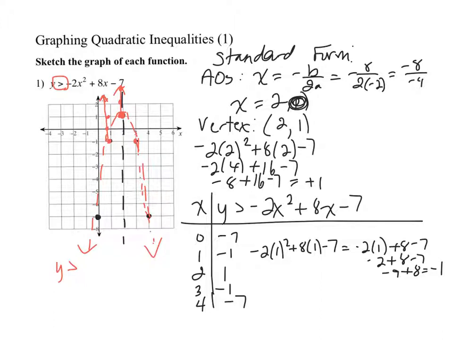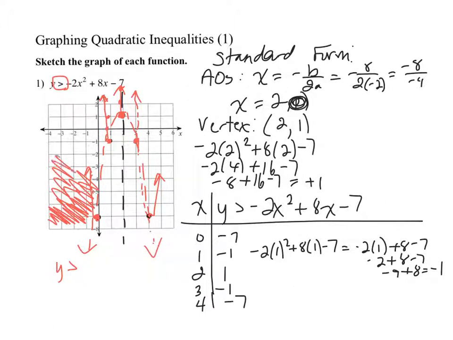This y value is negative 1. Y is greater than. So I'm going above that parabola. This y value down here is negative 7. What y values are bigger than negative 7? Well, negative 6, negative 5, negative 4. So what I'm going to do on this parabola, since y is greater than, I'm going to shade above the parabola.